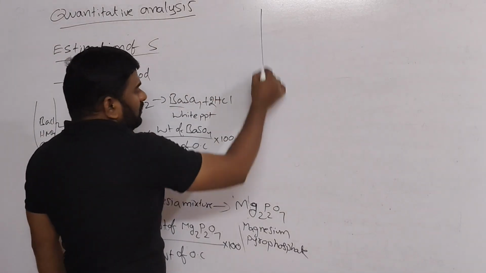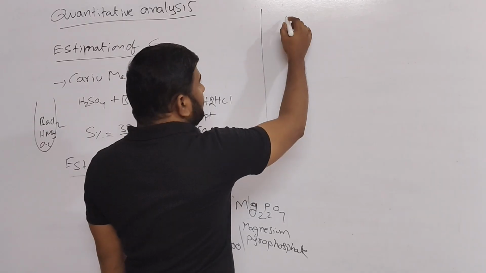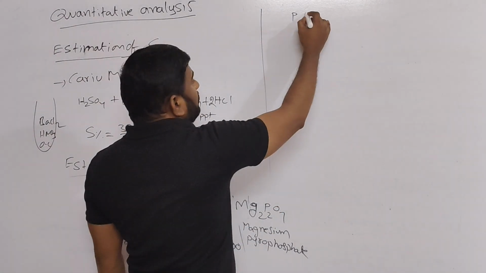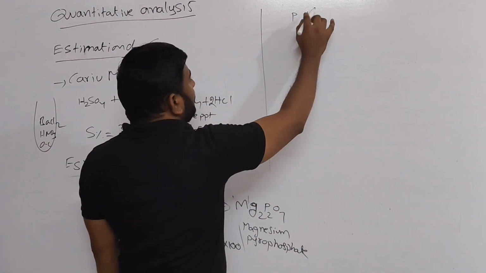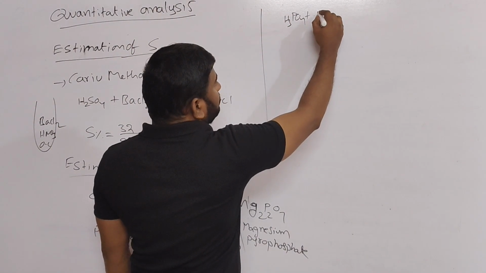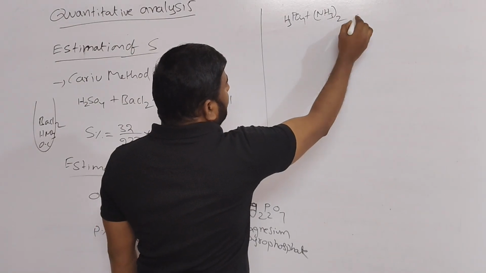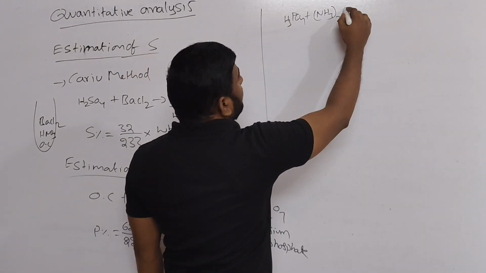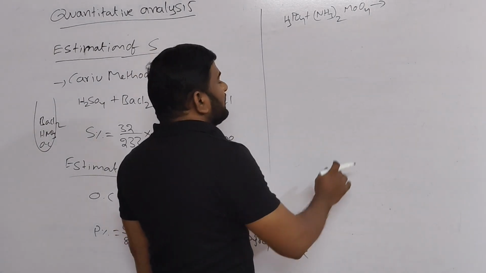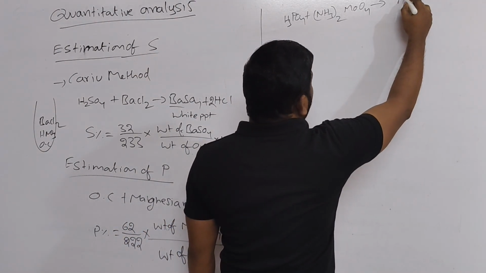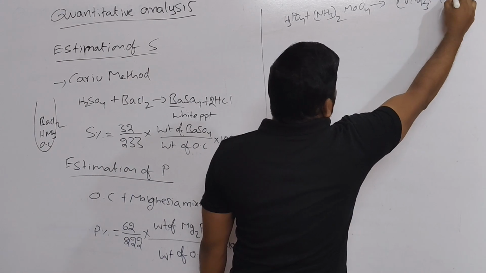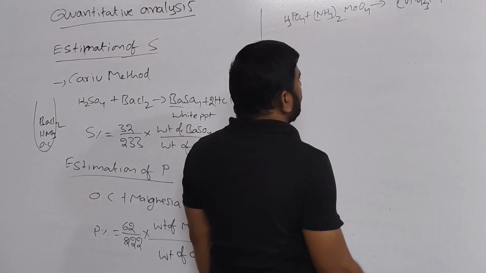For phosphorus, one more way is there to identify the phosphorus percentage. If we add ammonium molybdate, (NH4)2MoO4, to the phosphorus-containing organic compound, then what will we get? We get ammonium phosphomolybdate, with the formula (NH4)3PO4·12MoO3.